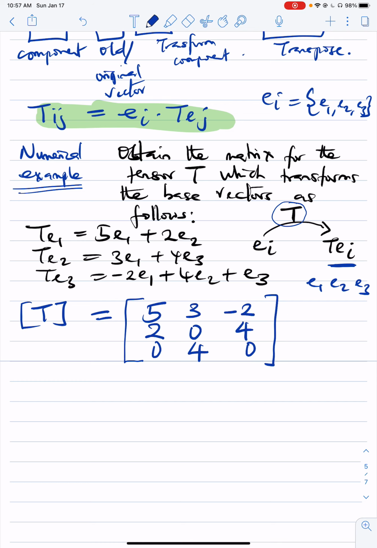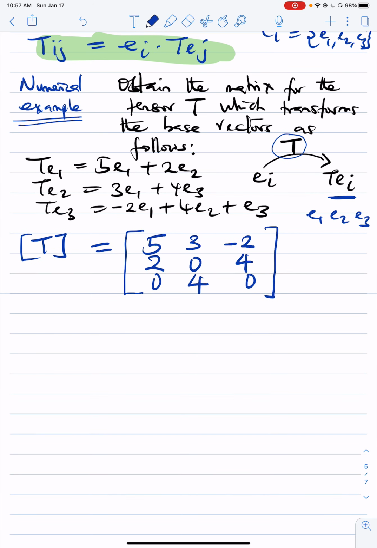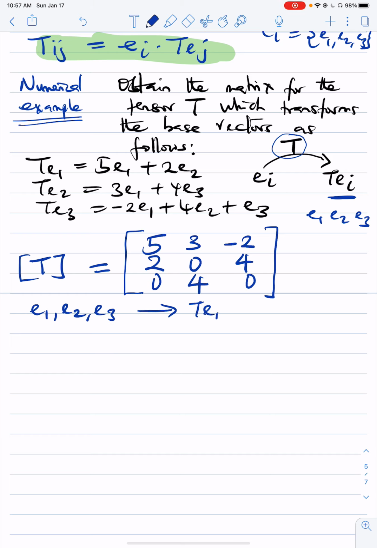So this is the transformed vector. This T was able to convert E1, E2, and E3 into TE1, TE2, TE3. I hope that makes sense. Sorry, this is 1, right? Because here is 1, it's not 0. I'm sorry for that. So that's basically that.